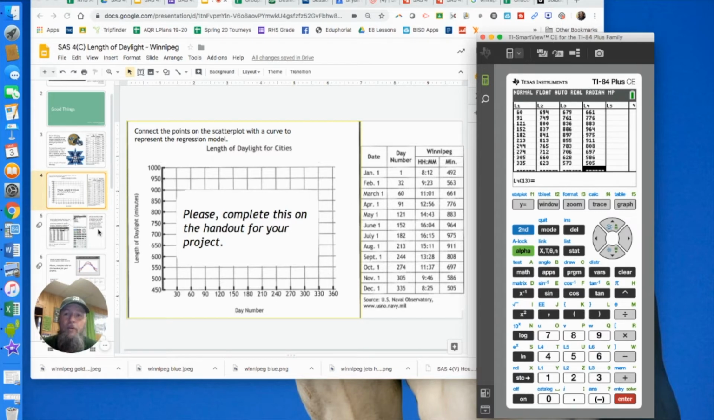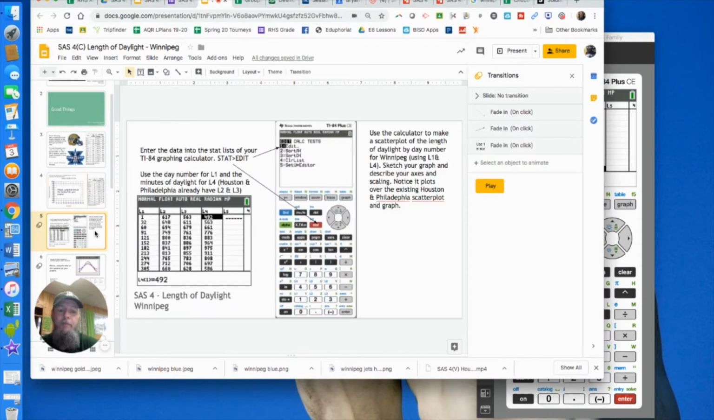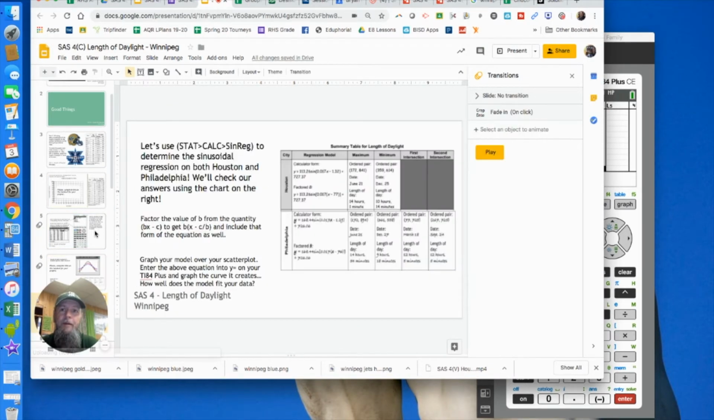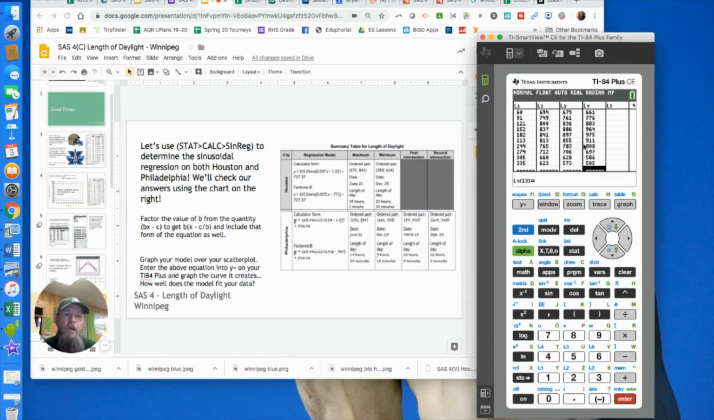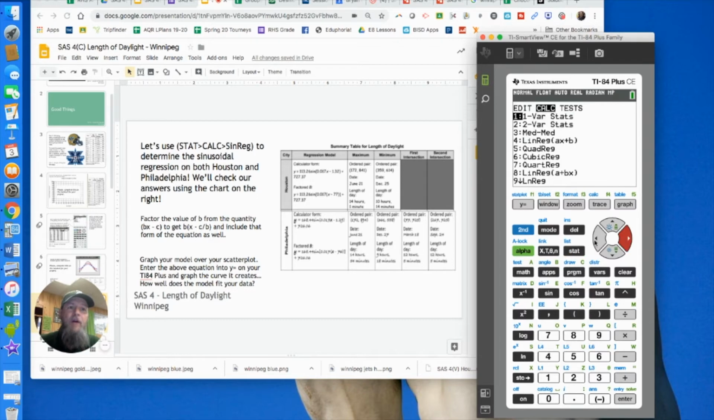In order to do this regression function, let me pull down to where we're supposed to be. I put Winnipeg in there, but I'm not going to do that. Let's do a regression for Houston, and then we'll do a regression for Philadelphia, and we'll check our work. So I'm going to hit stat, and then arrow over to calc. Then I'm going to scroll down until I find Sine Regression, right below logistic.